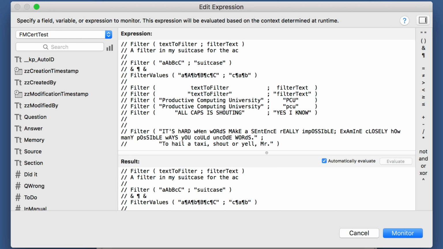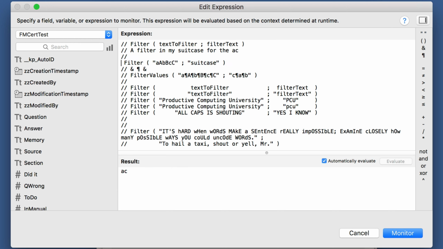The phrase that may be helpful is a filter in my suitcase for the AC. This is because if we actually put those in, we get AC. But it's all lowercase because this is case sensitive, hence the word suitcase. If we compare that with filter values with lowercase cab, you can see that returns everything. So that's one big difference between those.